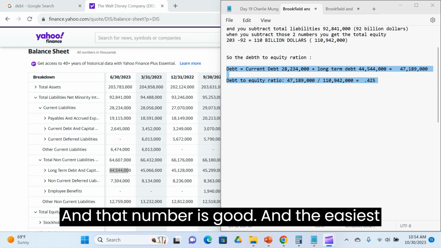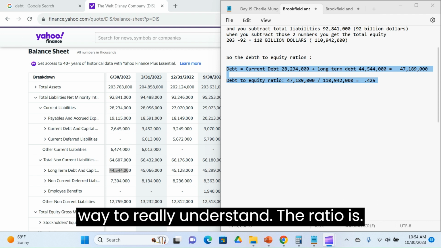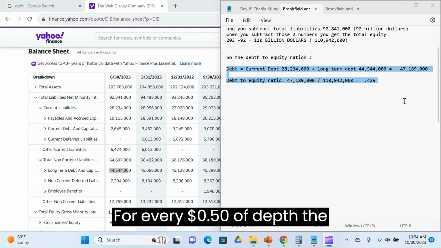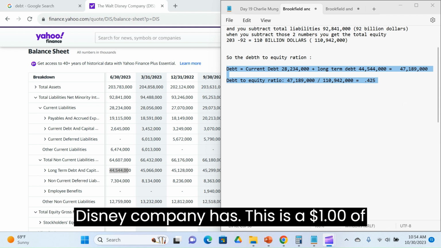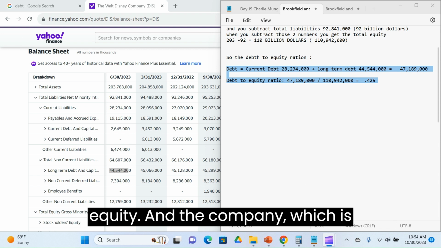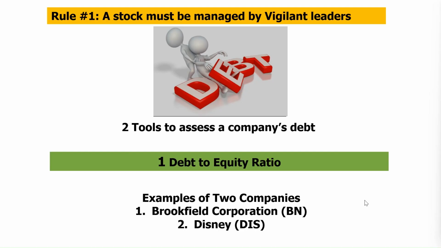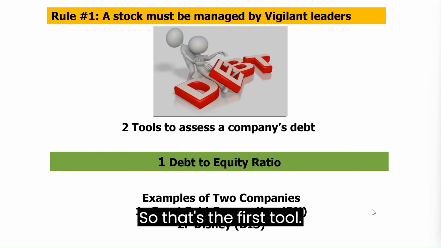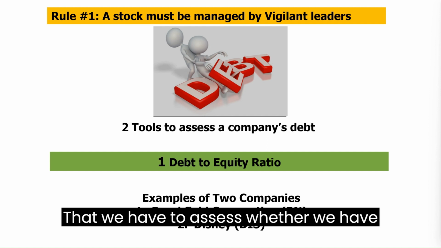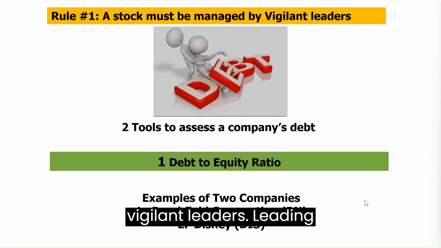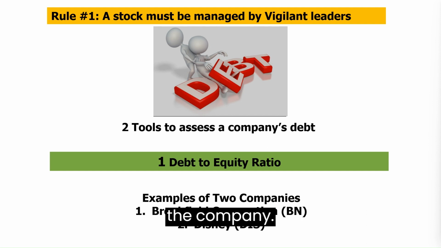And that number is good. The easiest way to really understand the ratio is for every 50 cents of debt the Disney company has, there is $1 of equity in the company, which is really good. So that's the first tool that we have to assess whether we have vigilant leaders leading the company.